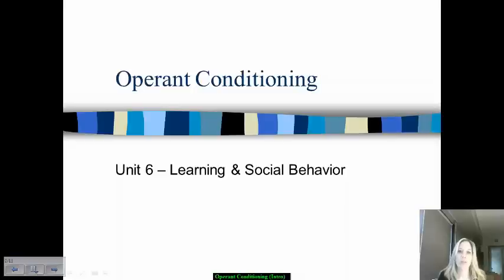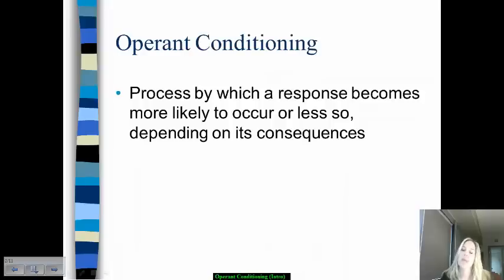Guys, we are going to finish up Unit 6 and learned behavior with a discussion of operant conditioning. So this is going to be our last set of notes for the unit before you take your test, so let's get into it. It's really important that we take a look at, before I move into explaining this definition here, the other two types of learning that we've covered.